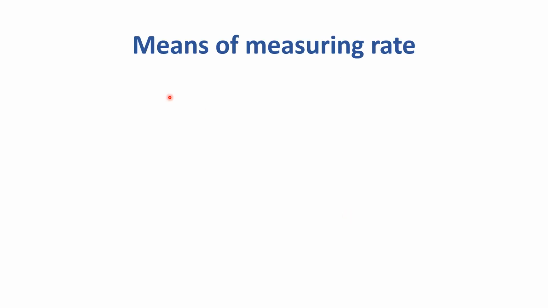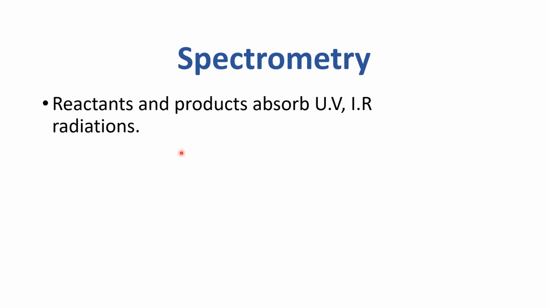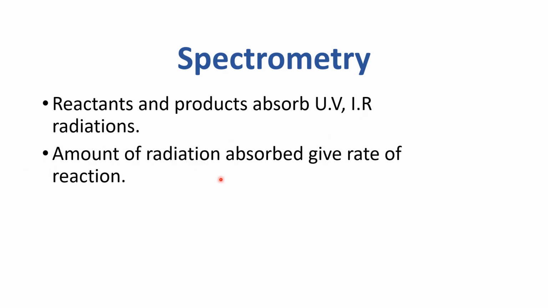There are two means by which we can measure rate of reaction: physical methods and chemical methods. Let's discuss first the physical methods. First method is spectrometry. The principle of spectrometry lies in the fact that reactants and products absorb UV and IR radiations, and the amount of radiation absorbed gives the rate of reaction.